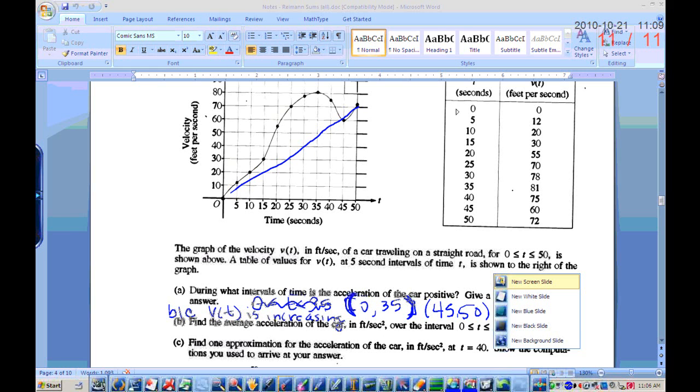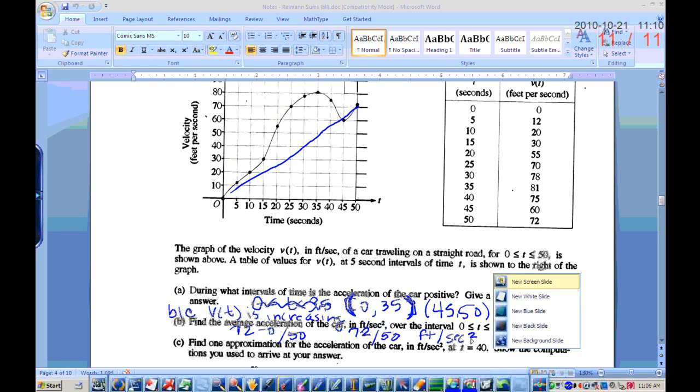So we can use our chart if we want, or you can use the graph, but we're just going to do difference of y over difference in x. So 72 minus 0 over 50 minus 0. 72 over 50 is a perfectly acceptable answer. If you want to reduce it, be my guest, but you don't have to.